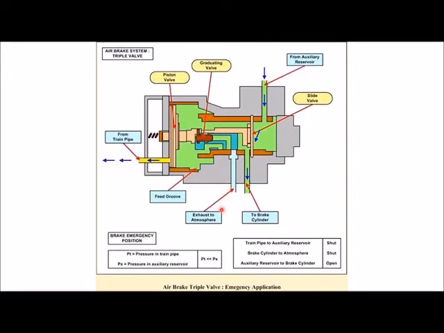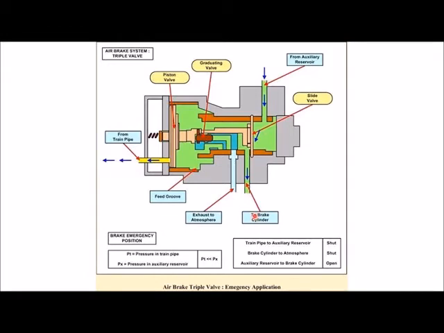Okay, when we want to apply the brake, we release the air pressure from the train pipe. When we release it, the air pressure from the auxiliary reservoir will push the piston valve to the left, and then it opens the valve that was closed here before, to apply the pressure towards the brake cylinder.